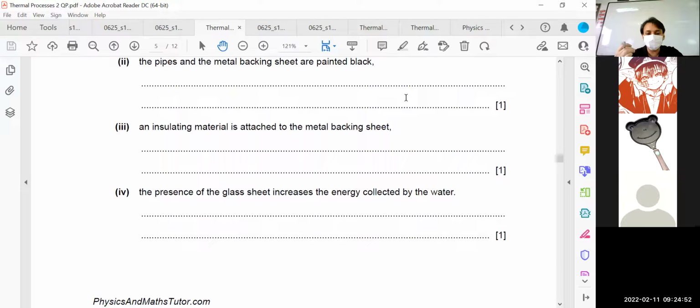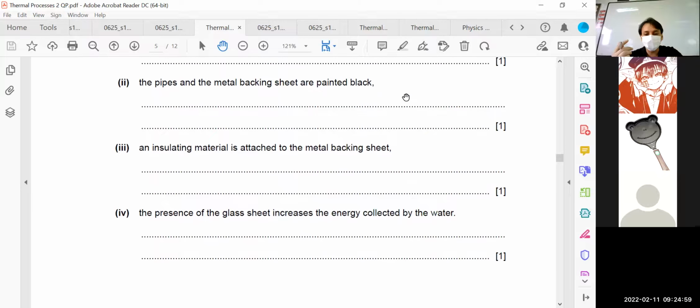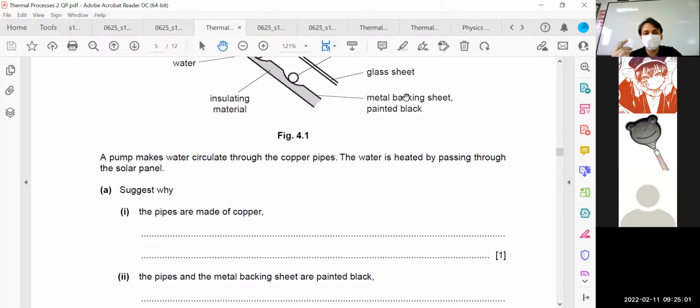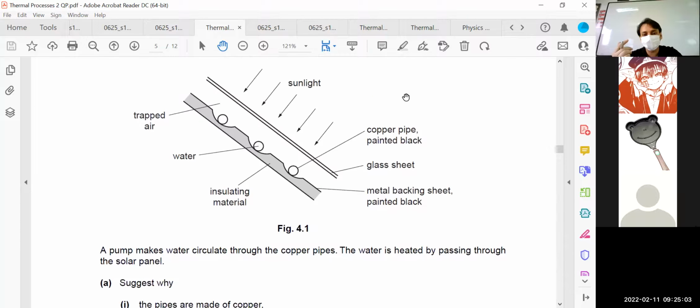Fourth one: the presence of the glass sheet increases the energy collected by the water. Where is the glass sheet? You can see that the sunlight is falling on the glass sheet, and between the glass and the bottom system there is air. Why do we need this glass sheet here? What is the role of this glass sheet?